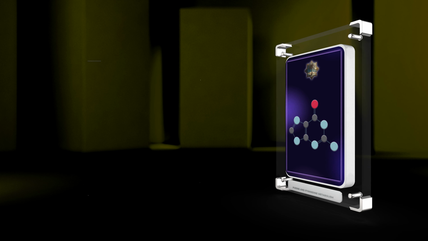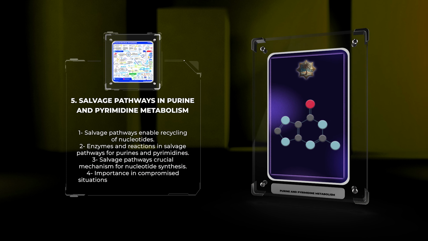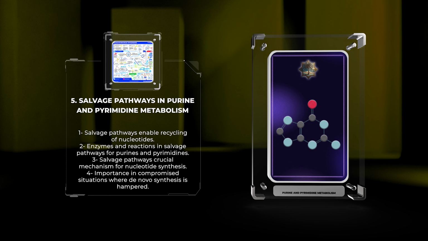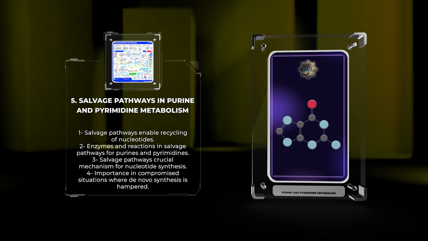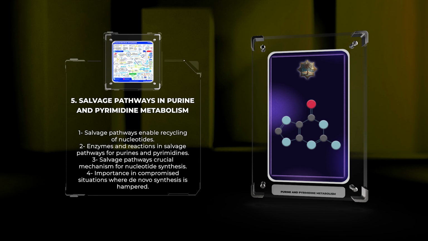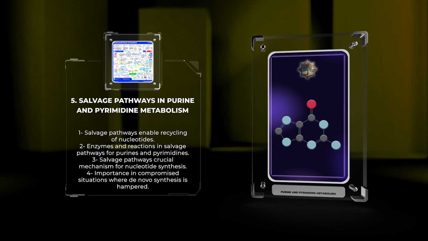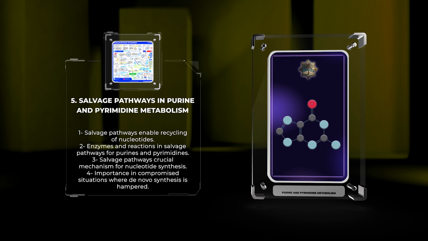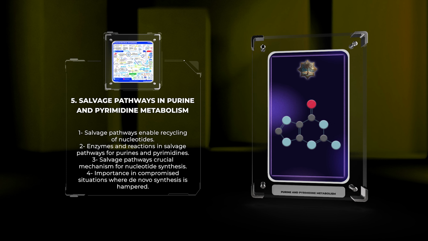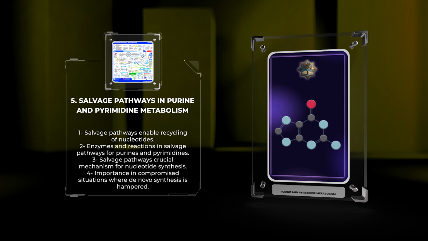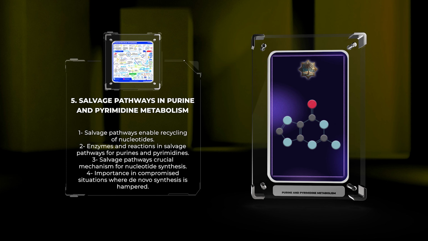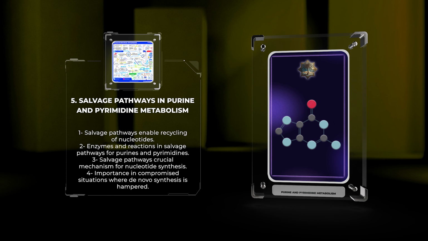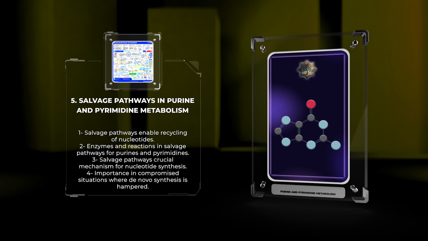In addition to de novo synthesis, cells possess salvage pathways that allow for the recycling of nucleotides from degradation products or from the surrounding environment. These pathways enable efficient utilization of nucleotides and help maintain the delicate balance required for normal cellular function. In this section, we will investigate the enzymes and reactions involved in the salvage pathways for both purines and pyrimidines. We will explore how salvage pathways act as a crucial mechanism for nucleotide synthesis, particularly in situations where de novo synthesis may be compromised. As we continue our exploration of nucleotide metabolism, it is integral to comprehend the catabolic processes that balance synthesis and degradation. Let's move on to our next topic, purine and pyrimidine catabolism.